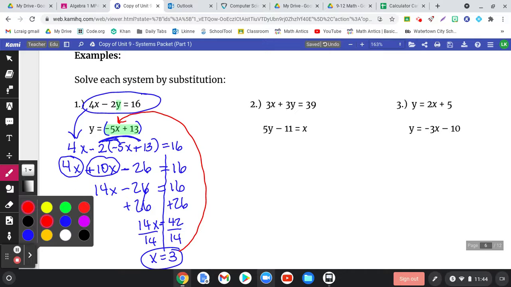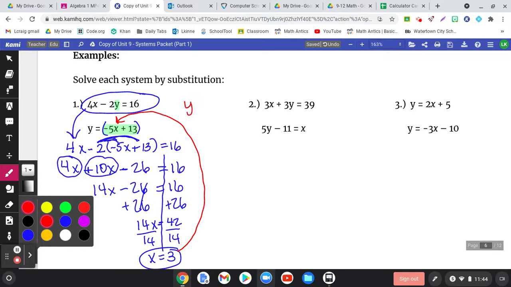That one's just easier. So we have y equals, we know that x is 3. So instead of negative 5 times x, we're going to do negative 5 times 3 plus 13. Negative 15 plus 13 is negative 2.